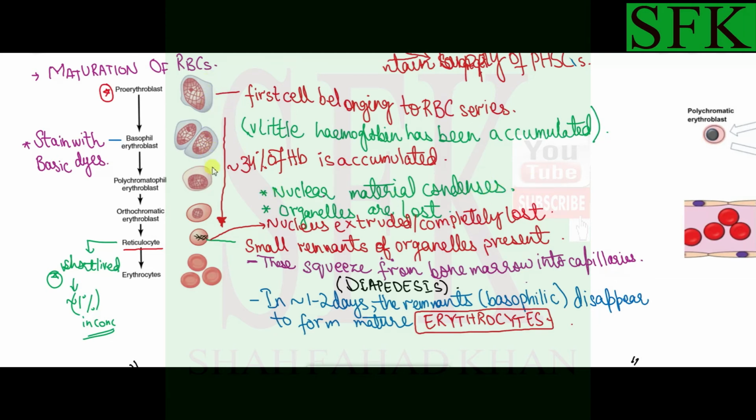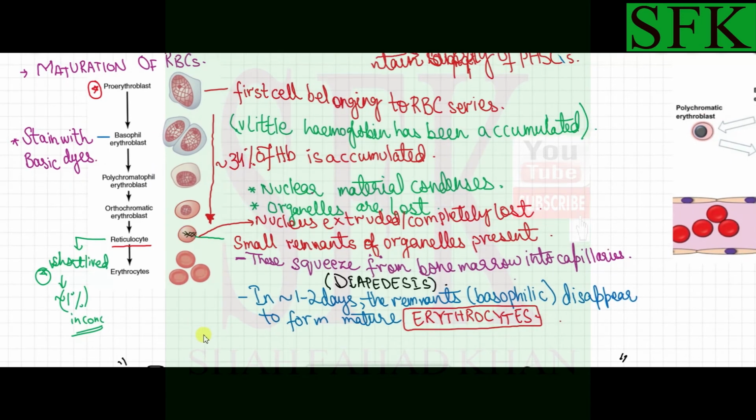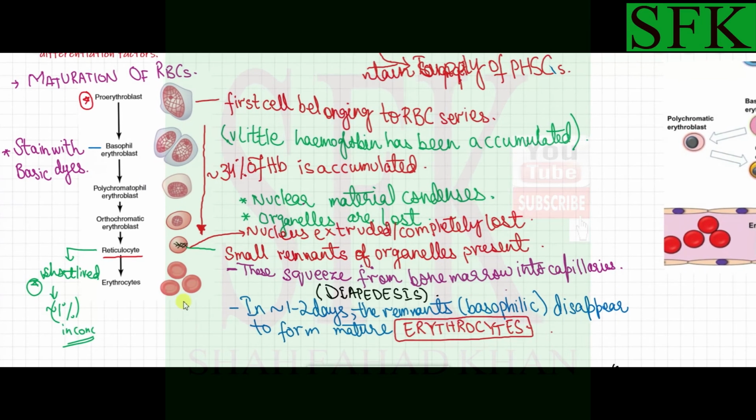Now then the nuclear material condenses as we go down. The nuclear material and the different organelles all diminish. They condense, they are destroyed basically, or they are resorbed inside the cell, or they are excluded out of the cell. It is basically at the reticulocyte stage that the nucleus is extruded from the cell. Okay, this cell over here loses its nucleus. Initially it had a nucleus, but after reaching the reticulocyte stage, the nucleus has been lost and only small remnants of organelles are present. For example, small remnants of mitochondria, small remnants of Golgi body, etc. are present.